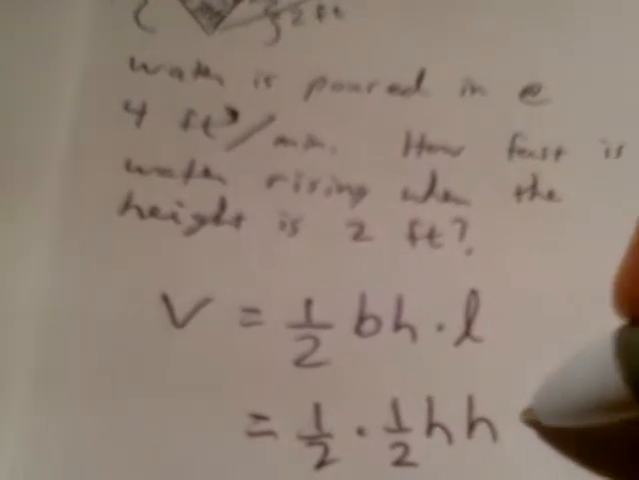So we're going to have 1/2 times 1/2 times the height times 10. So there is the beginning of our function. So then we write 10/4 or 5/2 h squared is our volume. 5/2 h squared.